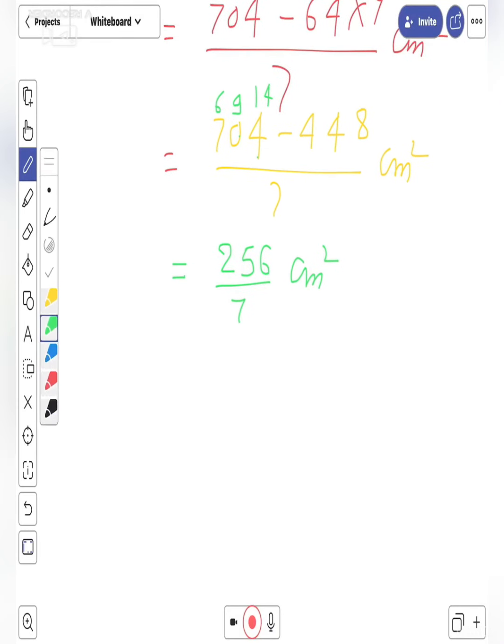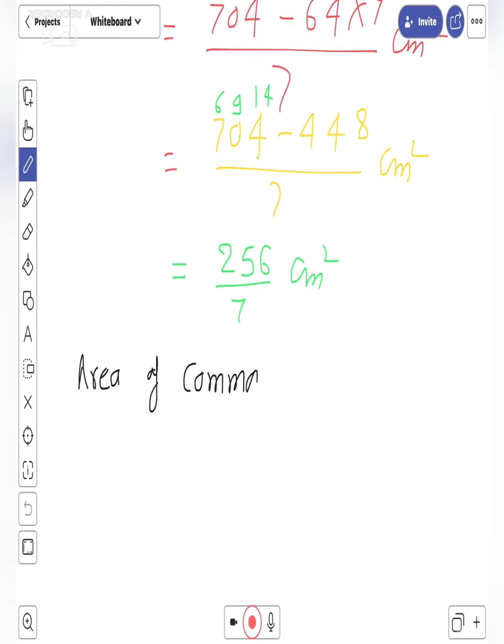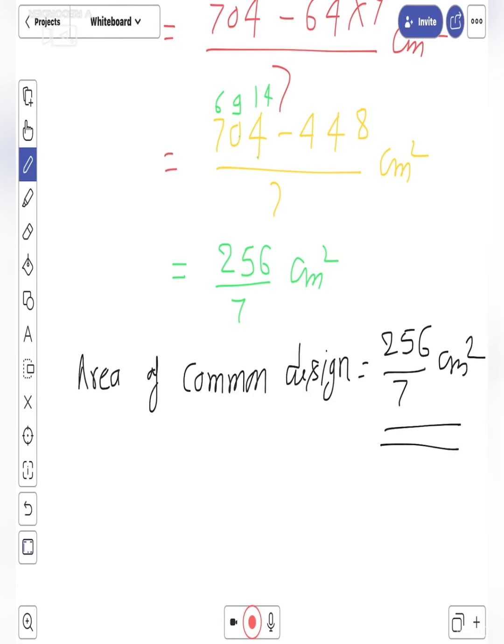So finally dear, you can write the answer of this question, means the area of the common design. This is 256 divided by 7 centimeter square. So this is the answer of this question. So you can write the answer of this question. So I think the steps of this question are completed.